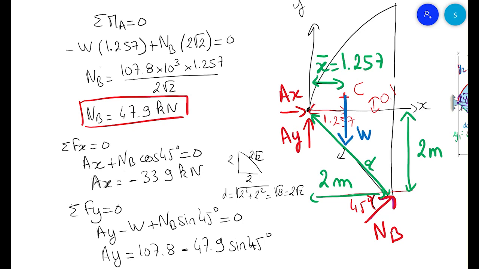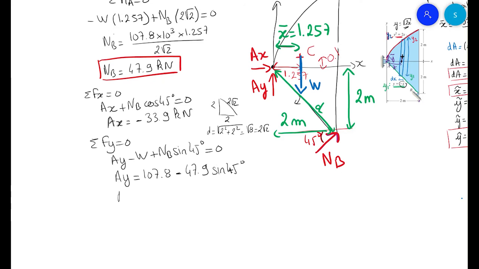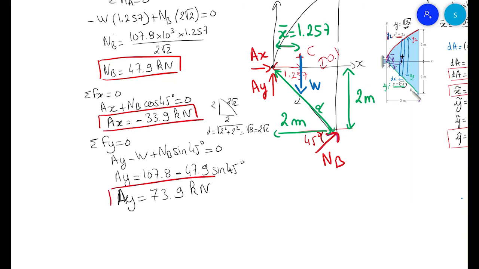And that's, hello, I try to move, but I can't. Oops, here we go. So AY is going up and it's 73.9 kilonewton. AX, AY. Here we go.